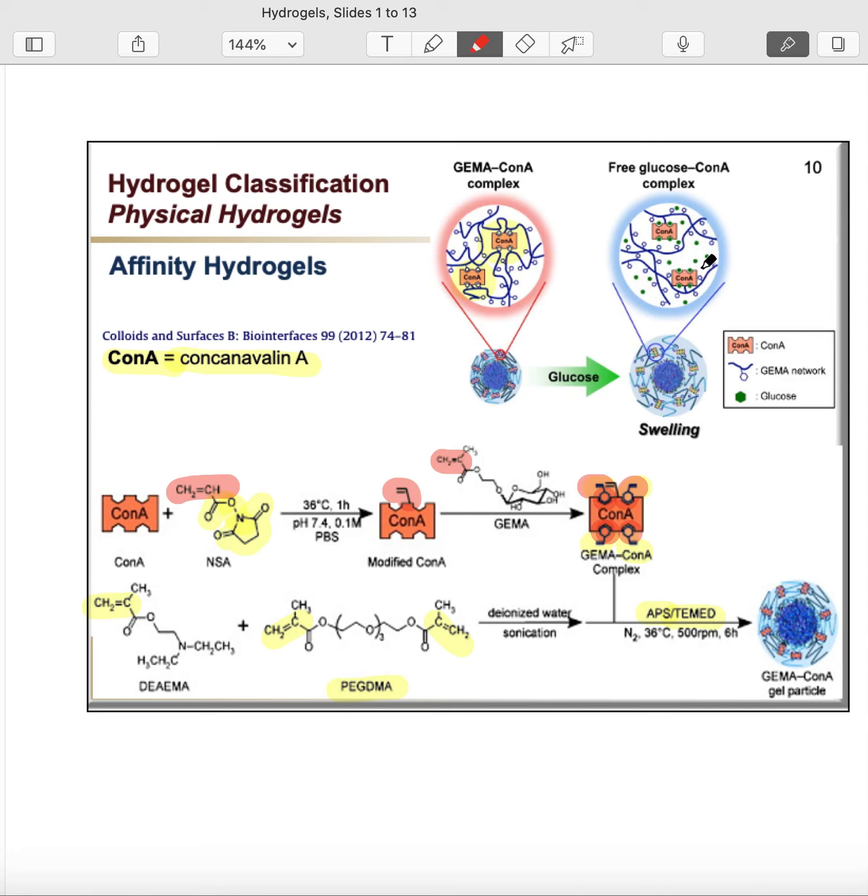thereby increasing the porosity of the hydrogel and enabling the release of something like insulin if you had loaded insulin within the polymer network. So this is a really interesting system that could potentially be utilized for the delivery of insulin for diabetic patients.